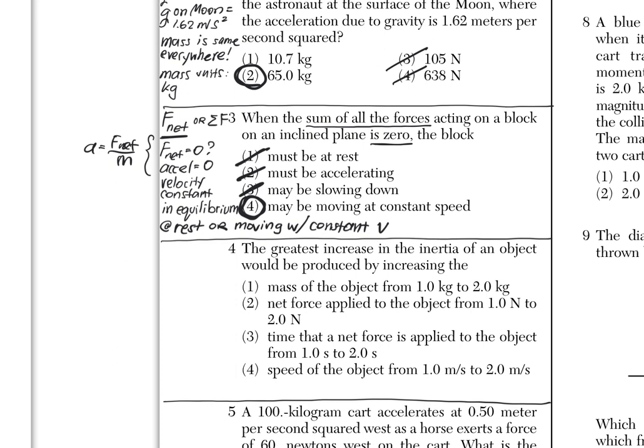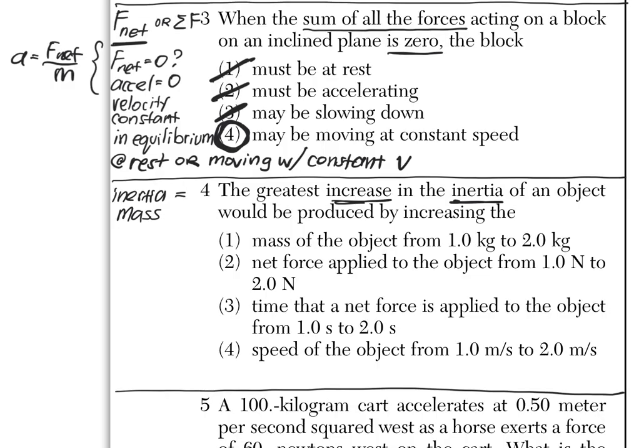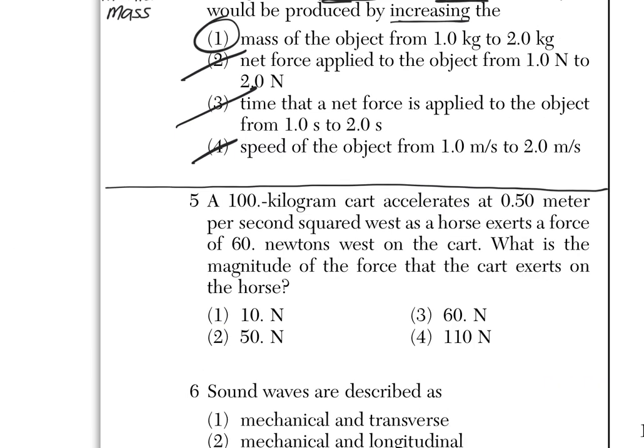Okay, number 4. So in number 4, I see the vocabulary term inertia. And it's talking about inertia of an object. And so how would you increase the inertia of an object? So let's recall that inertia is mass. And there's nothing else to that. It has nothing to do with motion. Inertia is mass. And so if I want to increase the inertia, I want to increase the mass. So increasing the inertia would be done by increasing the mass. Not the net force, not the time, not the speed. Inertia is mass. So we increase the mass. Choice 1.